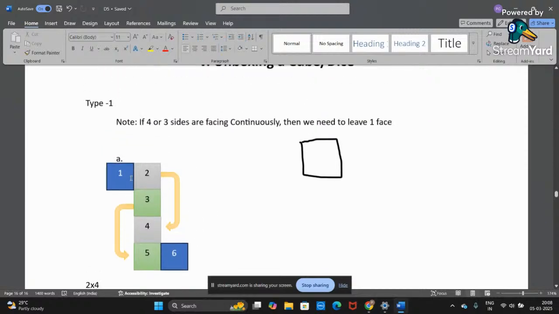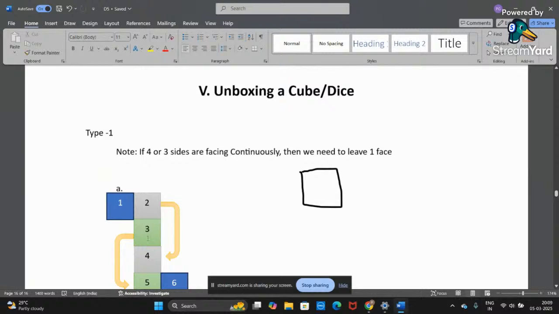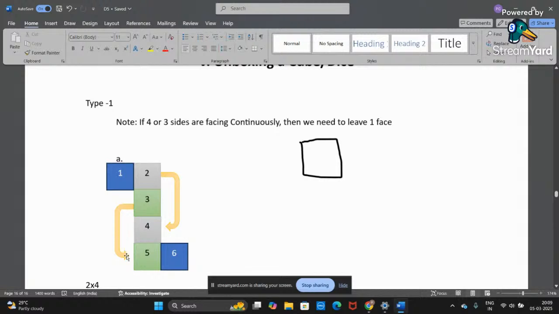So here, what is the opposite face for 2? You have to leave one face. For 2 it is what? 4, right? What is the opposite face for 2? It is 4. Same way for 3 it is 5. Remaining 1 and 6. These both will be opposite.